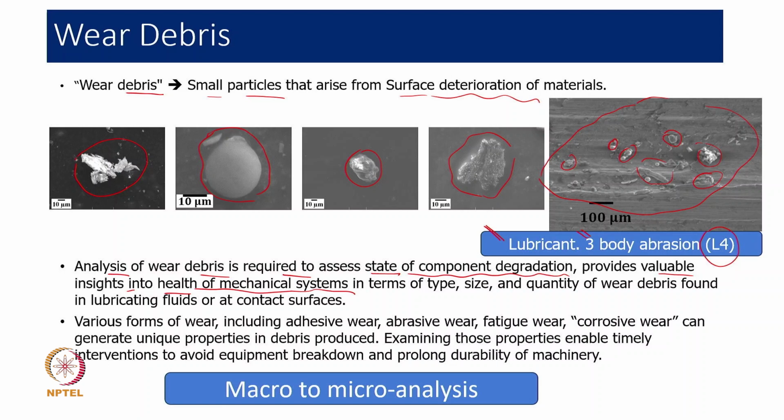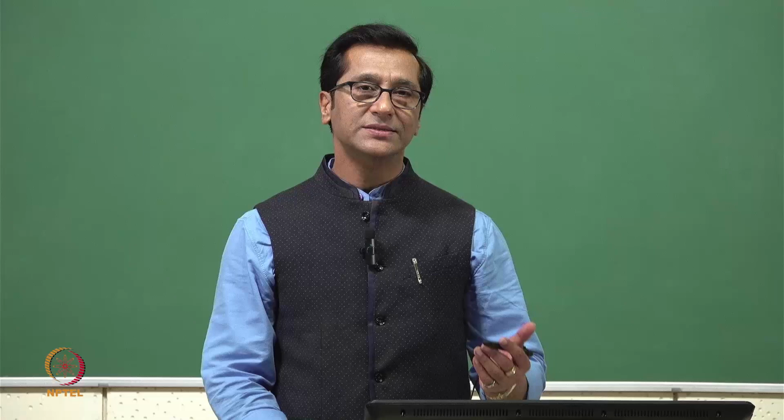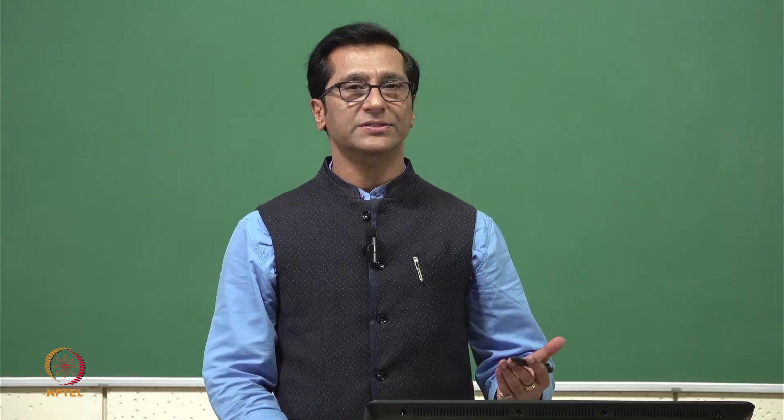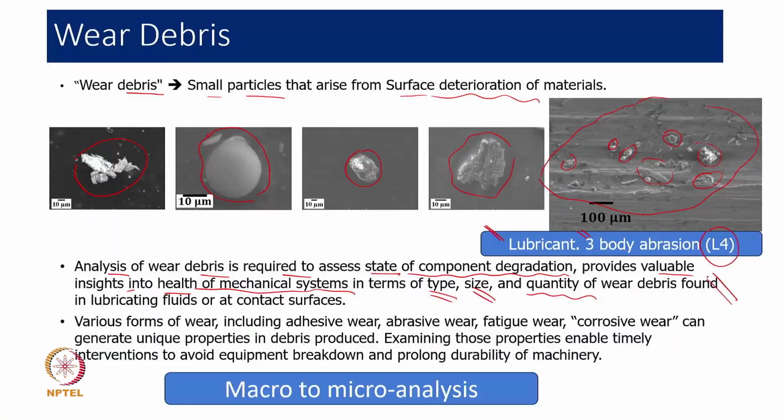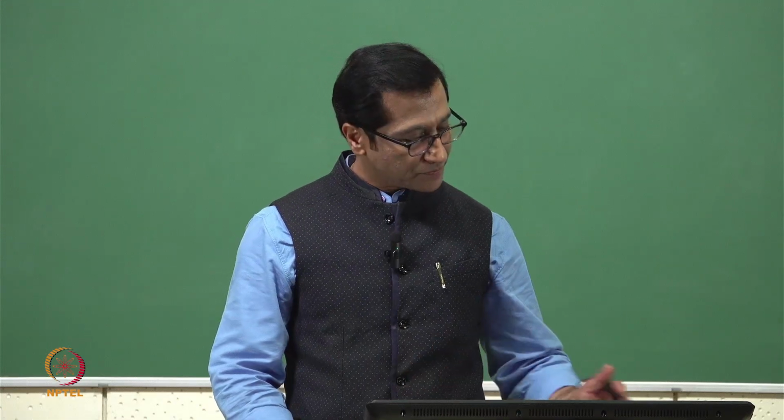Now, what are the different kinds of particles? There may be different types, which we have been showing here, and even different sizes. A few particles may be 1 micron in size, maybe 10 microns, maybe 50 microns. And next comes the quantity which is coming per minute or per second. If the quantity is on the higher side, naturally the degradation is on the higher side. So this gives good information about the health of the system or components. That's why we give a lot of emphasis on wear debris analysis.